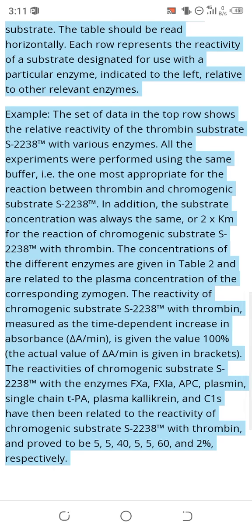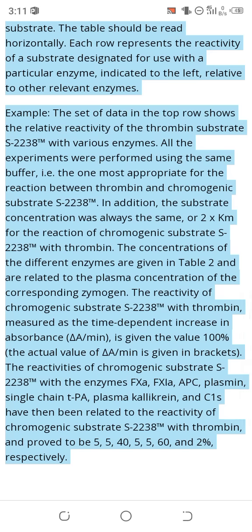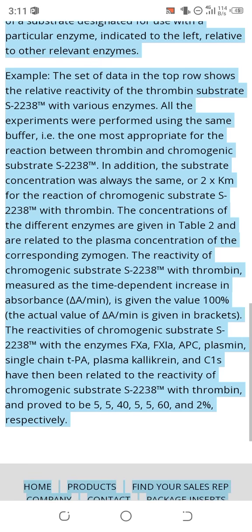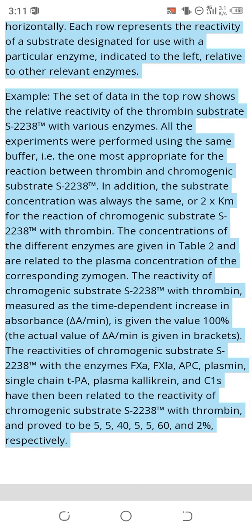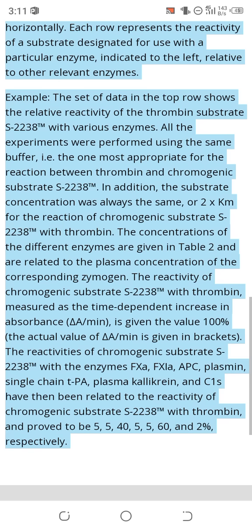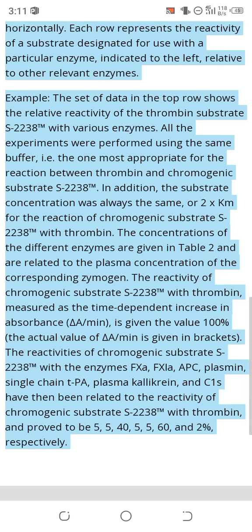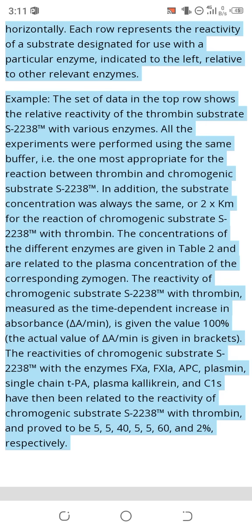The concentrations of the different enzymes are given in table 2 and are related to the plasma concentration of the corresponding enzymes. The reactivity of chromogenic substrates with thrombin, measured as the time-dependent increase in absorbance, is given the value 100%. The actual value is given in brackets.